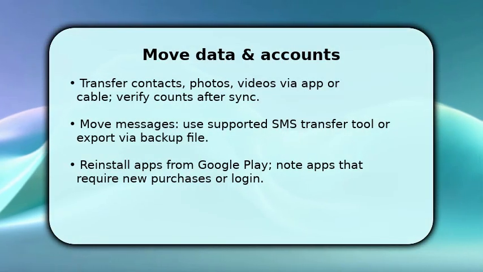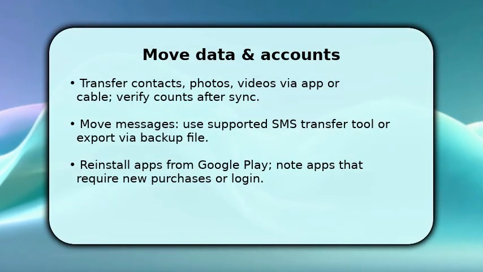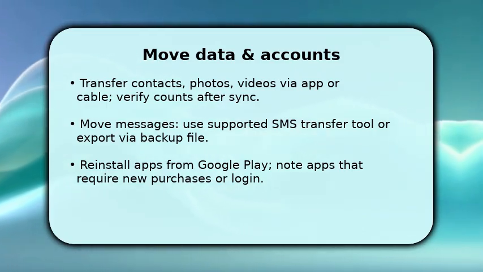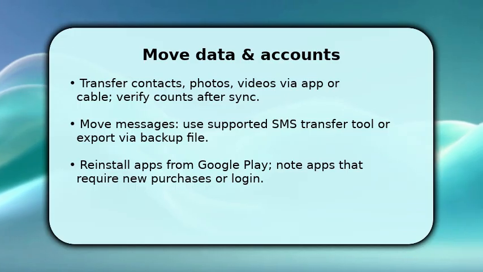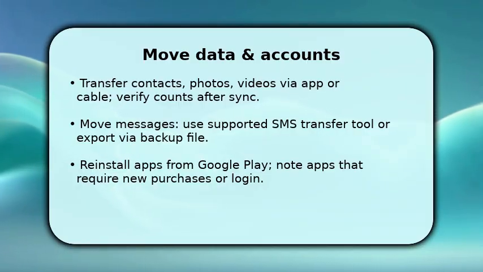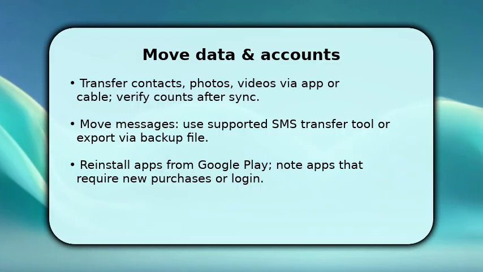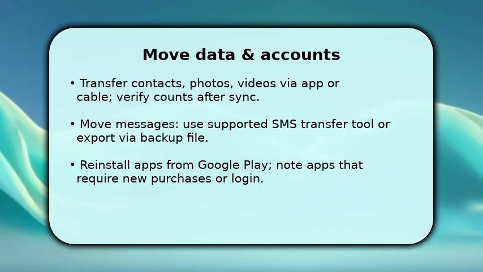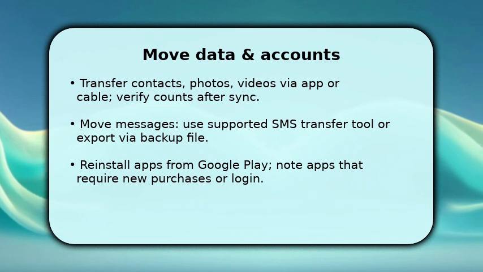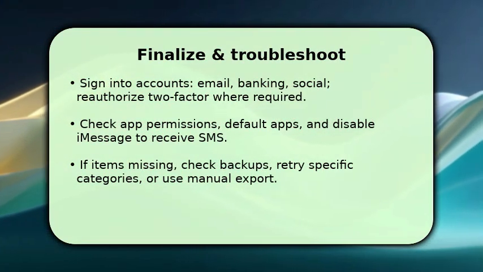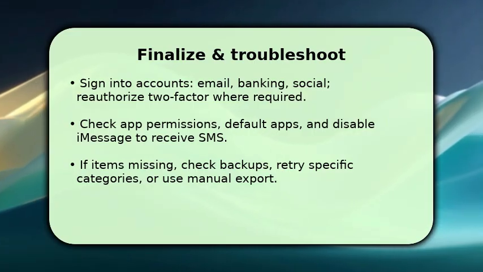You now perform the core transfer. Run the app's data migration and choose contacts, photos, videos, and calendar entries. Watch the progress and verify item counts once finished. Next, migrate SMS using the app's message option or restore from the exported backup file if supported. Then sign into Google on the Android and reinstall apps from Google Play, remembering some paid apps or in-app purchases may not carry over. By splitting media, messages, and apps, you reduce failure points and can retry only the failed category. You finish by signing into all accounts and reauthorizing two-factor authentication where necessary.